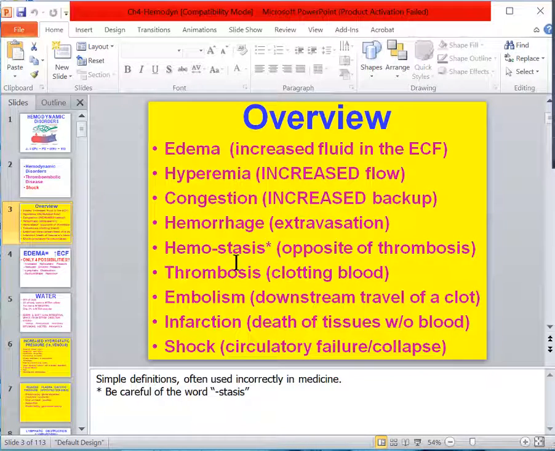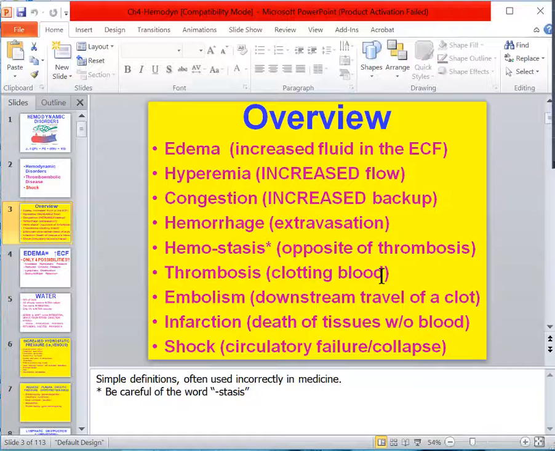Hemostasis is one of the trickiest words in the world, and I've had trouble with it for years, but you could think of hemostasis as the opposite of thrombosis. So thrombosis is the clotting of blood or the formation of blood clots. Hemostasis can be thought of as being the opposite, the preservation of liquidity and flow of blood.